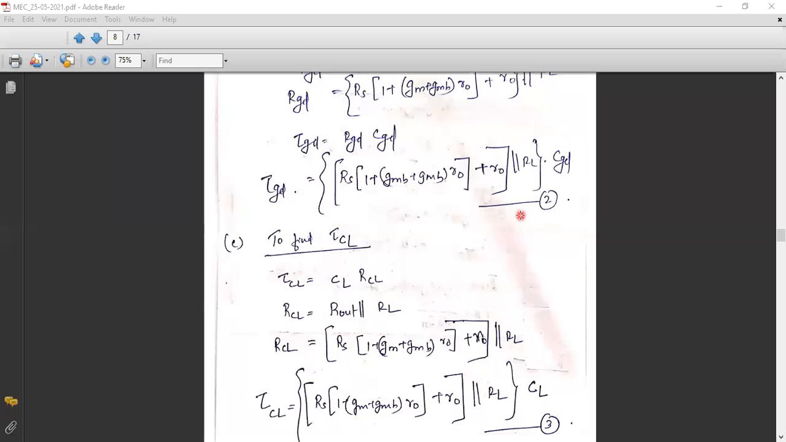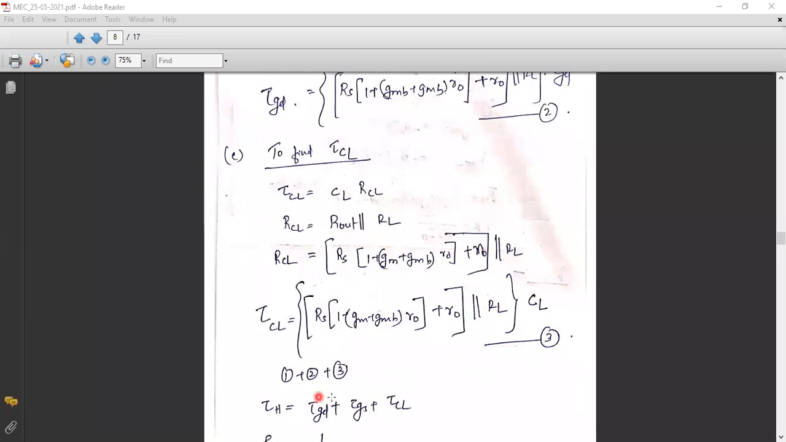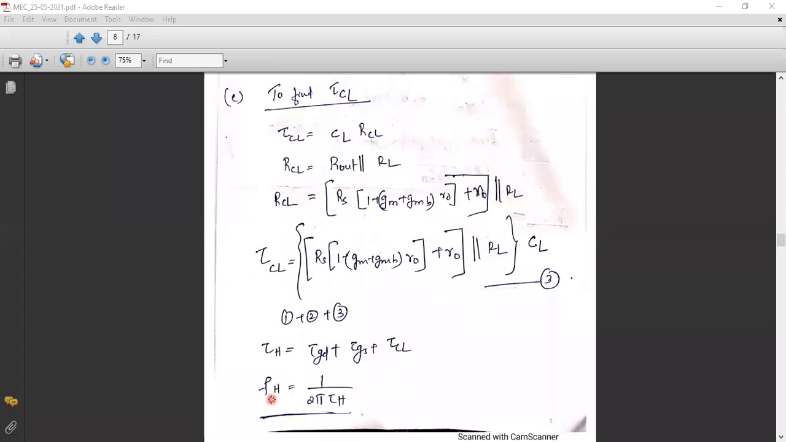So after writing the 3 equations, I hope you have written this. You just add the 3 equations so that you will get the total time constant tau H. Then we will finalize our equation fH, which is equal to 1 by 2 pi into tau H. In place of tau H, you will substitute this equation.